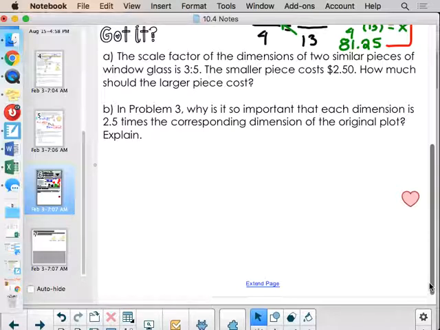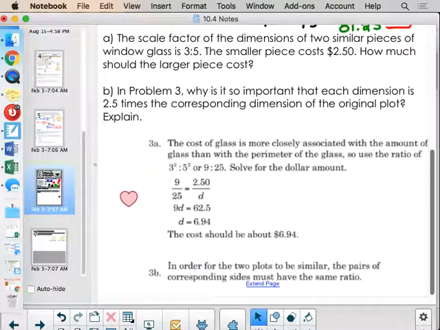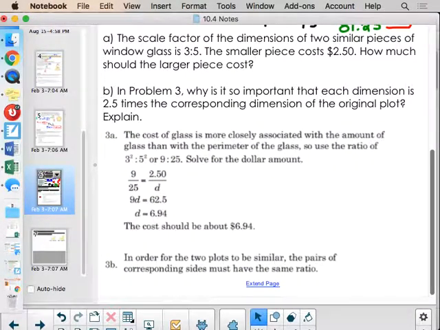Are you ready to check this got it question? Okay, all right, let's check them out. So in got it A, you should have had $6.94 as your answer. Questions about got it A? Okay, and got it B.